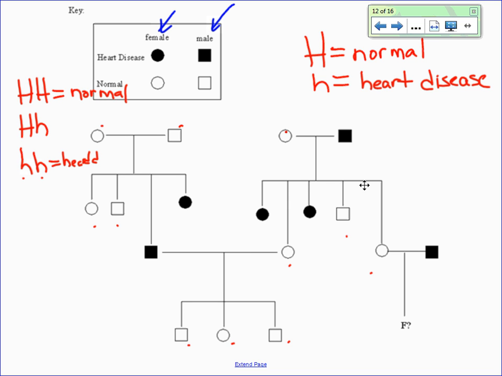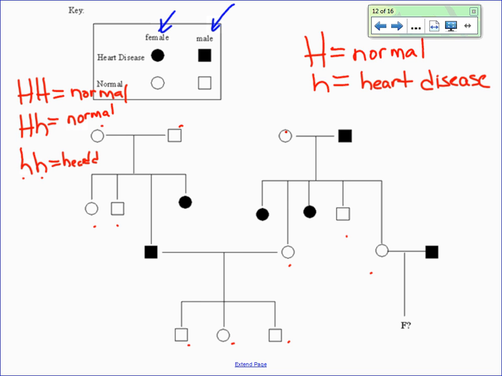Now we have to remember that the heterozygote can be different, especially based on what we learned about complete dominance, incomplete dominance, or codominance. In this case, most of the ones we're going to be working with are complete dominance. So if it's big H, little h, we know that big H is dominant to little h, and normal is dominant to having heart disease. So this person here should be normal.